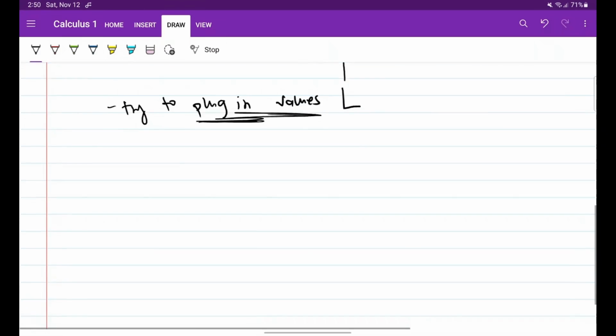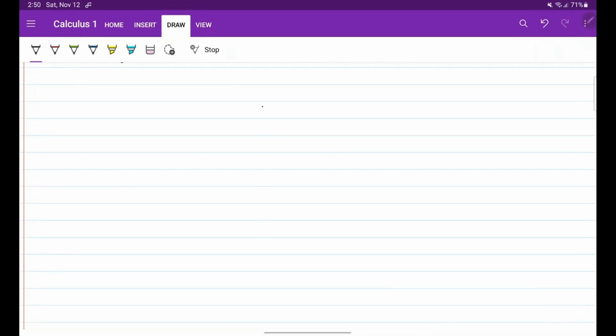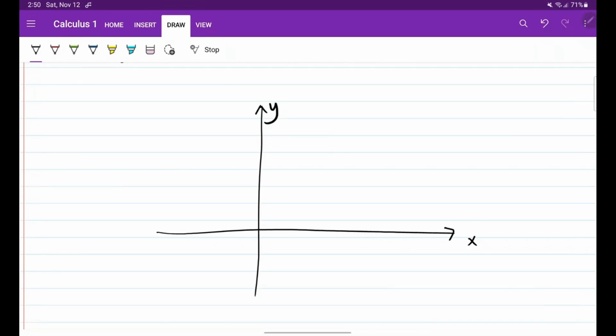So, let's say we have a graph. Let's draw a random graph. So, let's say this is x and this is y. And let's have a graph something like this. Okay? So, let's say this is A.